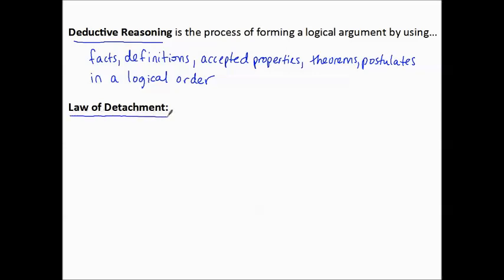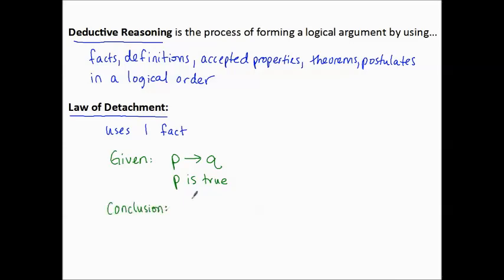First, the law of detachment uses one fact specifically, such as being given the information of a statement like if P, then Q. Let's assume that P is true. Now these things being given lead us to the conclusion, and remember with the conclusion we usually use the three dots for therefore. Q must be true too.